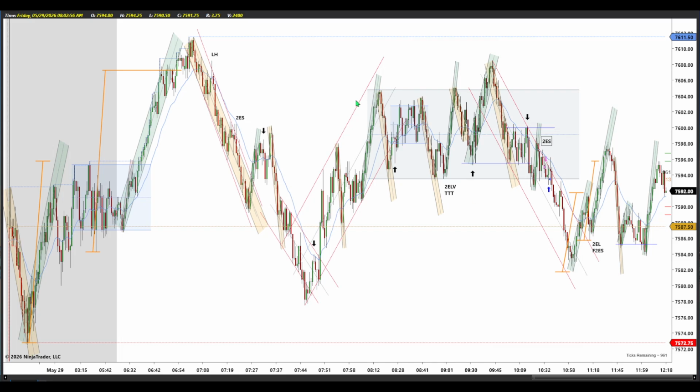May 29, 2026. This is the S&P 500 E-mini futures on a 2000 tick chart using NinjaTrader 8. This is what the chart looks like today. I'm starting the chart review a little early. I've got to take off and do something at about 1 o'clock Pacific Standard.